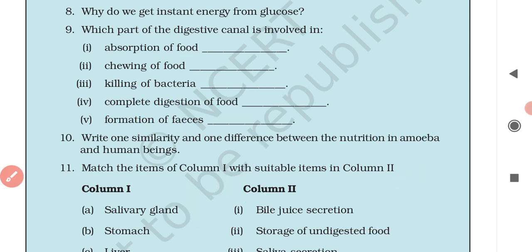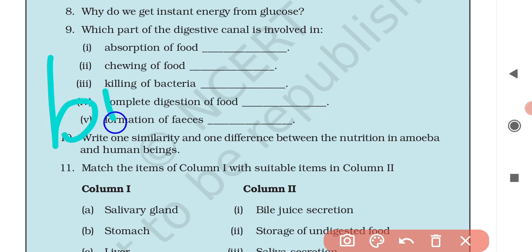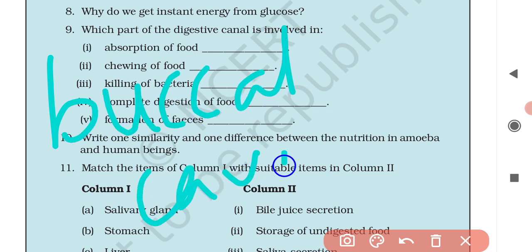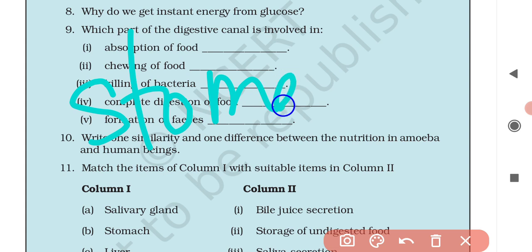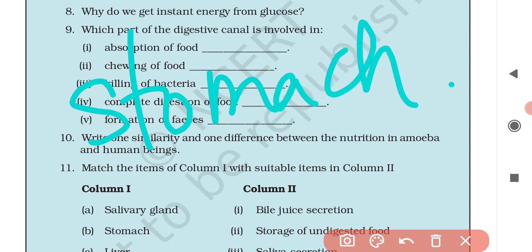Which part of the digestive canal is involved in chewing of food? It is the buccal cavity. Chewing of food takes place in the buccal cavity. Next. Killing of bacteria. Which part of the digestive canal is involved in killing of bacteria? Killing of bacteria takes place in the stomach.